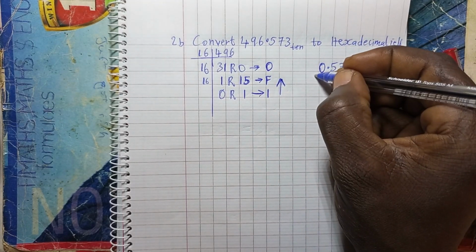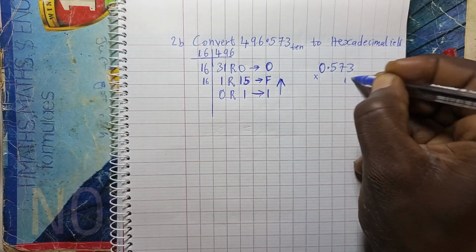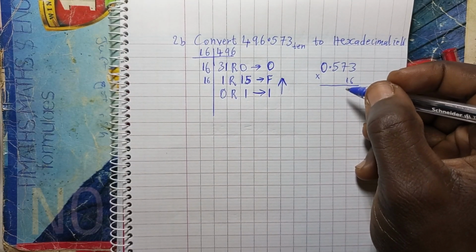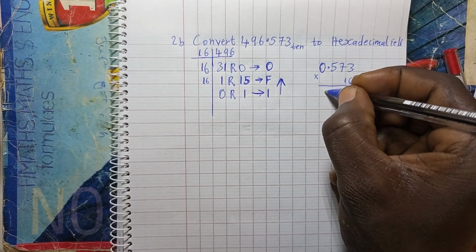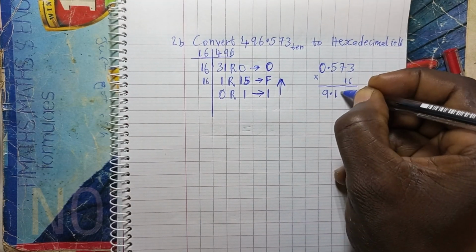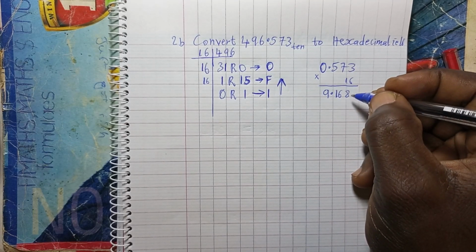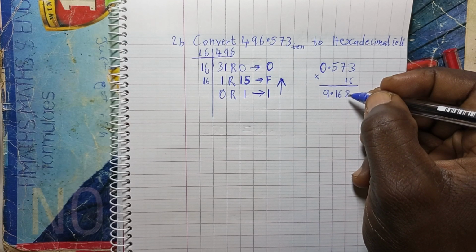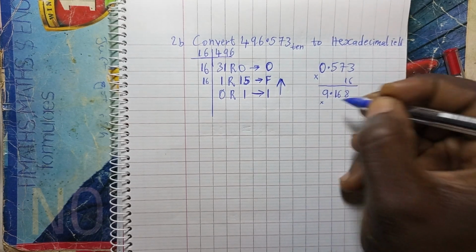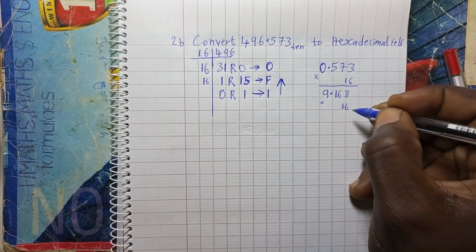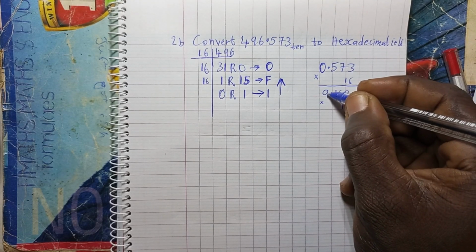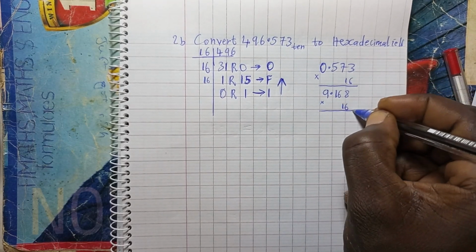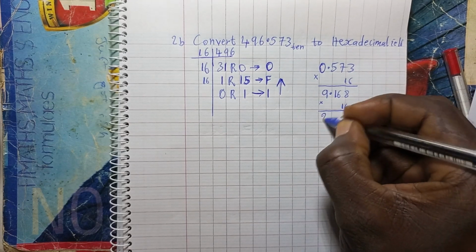0.573. Now remember we are multiplying, so multiply it by 16. Now this value multiplied by 16 will give us 9.168. Now 9.168 multiplied by 16. Remember we are not taking this 9. We assume the 9 is 0, so we have 0.168 times 16, and it will give us 2.688.